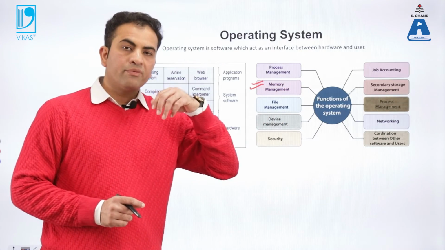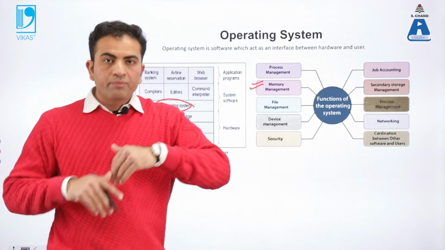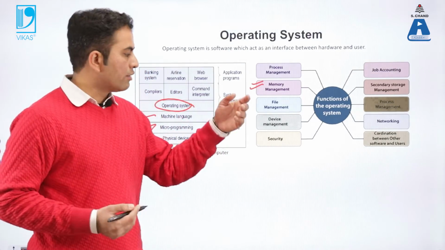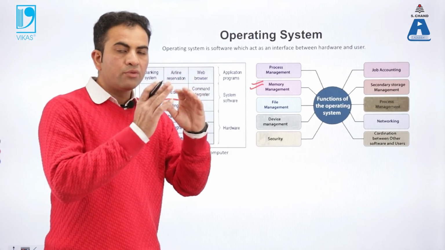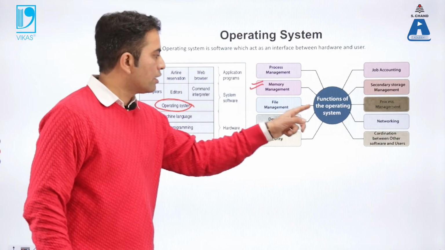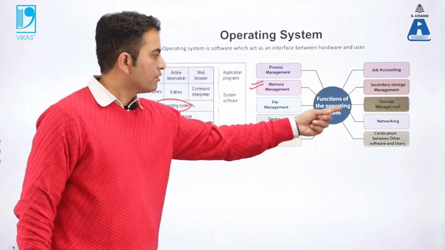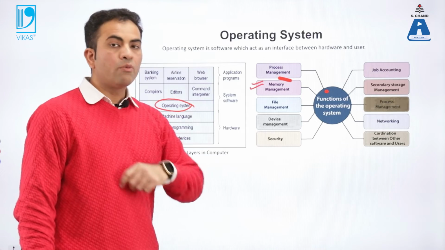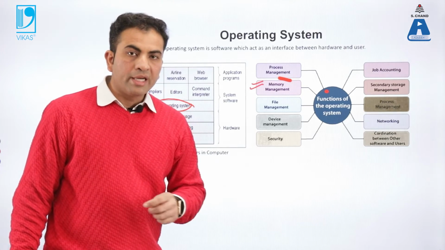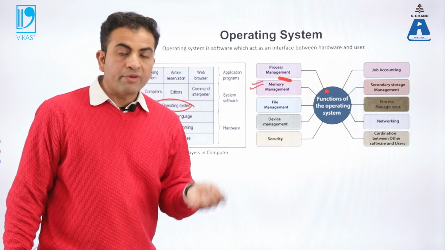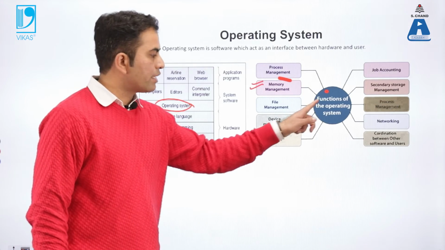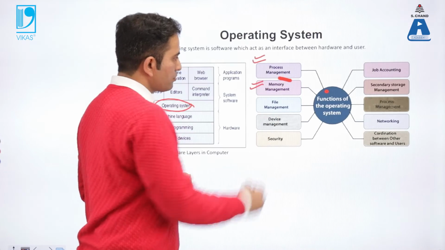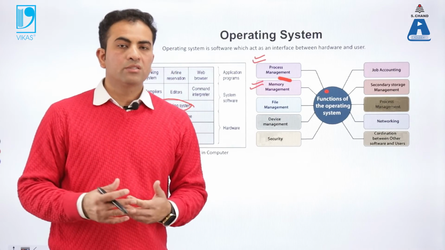Okay, when you boot your system, the operating system loads the file from your hard disk to the RAM. Who is managing? The operating system does the memory management. How much memory has to be given, where to give it, and when to give it, everything is managed by the operating system. Process management. What type of process we are giving?